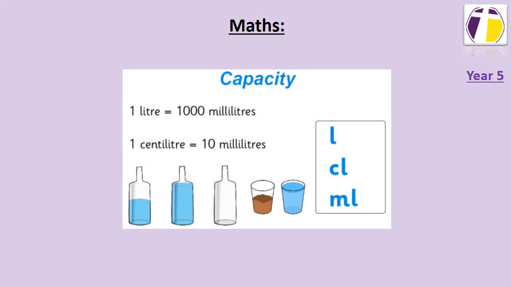And finally, when looking at the capacity of containers that have liquid in them, you should know that 1 litre is the same as 1,000 millilitres, and 1 centilitre is the same as 10 millilitres. Knowing these facts will help you work out more complicated capacity questions.